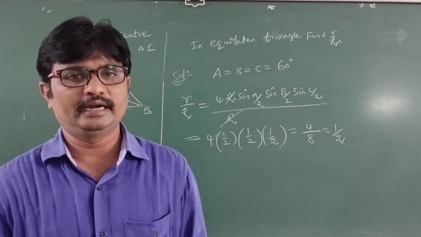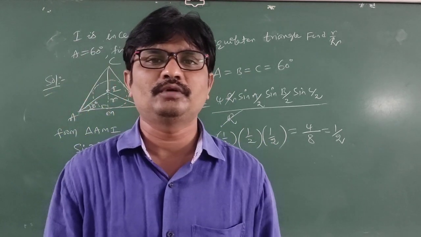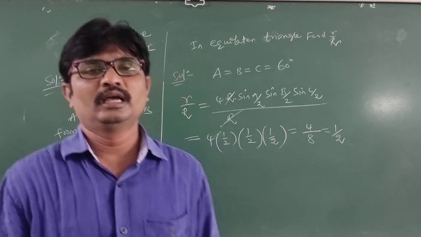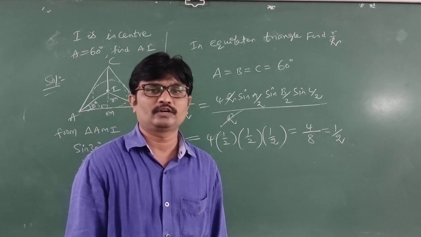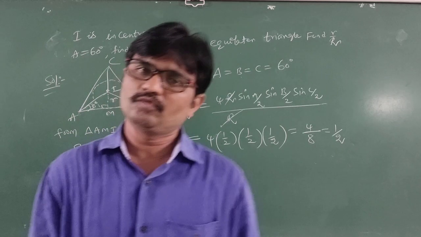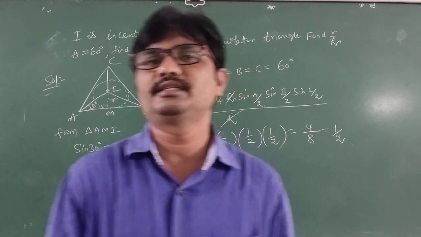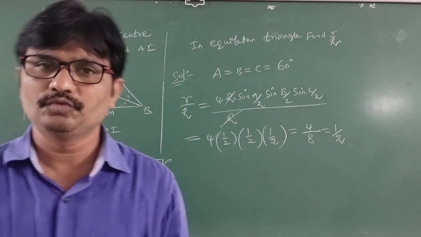Okay students? And R1 into R2 into R3 is delta square, and 1 by R1 plus 1 by R2 plus 1 by R3 is 1 by r. These are the related part 2 formulas.